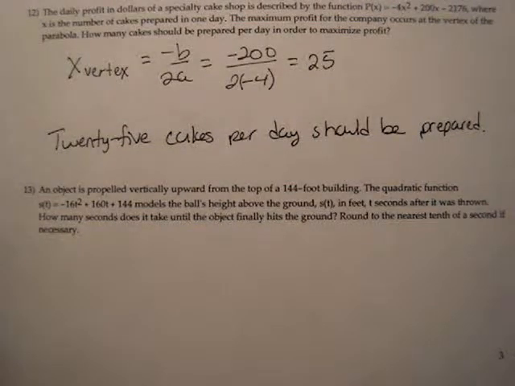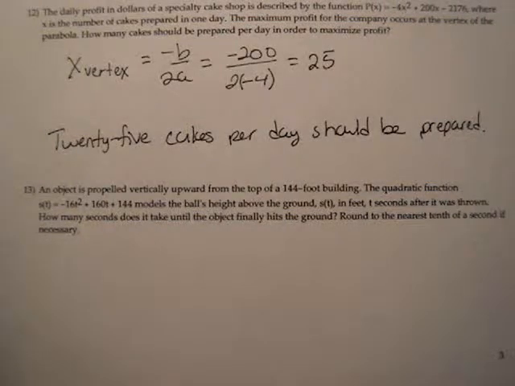Okay, so let's read 13 carefully. An object is propelled vertically upward from the top of a 144-foot building. Okay, so you're on top of a 144-foot building and you throw a ball up in the air. The quadratic function, and they give us a lovely quadratic function, models the ball's height above the ground, s of t, so s represents height in feet, t seconds after it was thrown, so t represents time in seconds. How many seconds does it take until the object finally hits the ground? Round to the nearest tenth of a second if necessary.